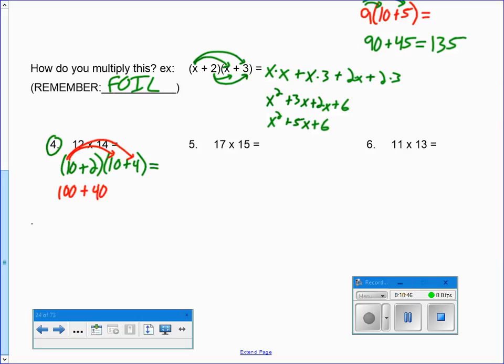Alright, now we're going to keep working with the arrows, make sure we don't miss anything. I can see that I haven't multiplied this 2 by anything at all. So I've got to multiply the 2. So 2 by 10 is going to be 20. 2 by 4 will be 8. Now just add all these numbers up across. So 140, 20 more would be 160, and 8 more would be 168.